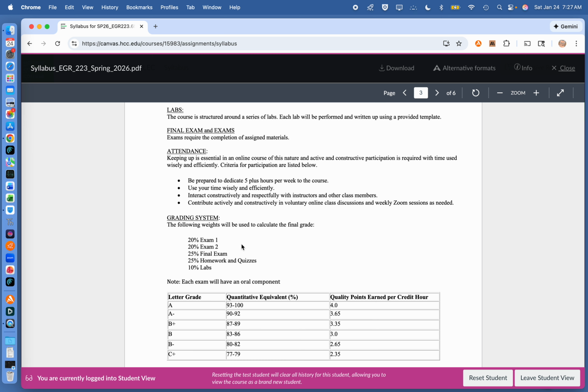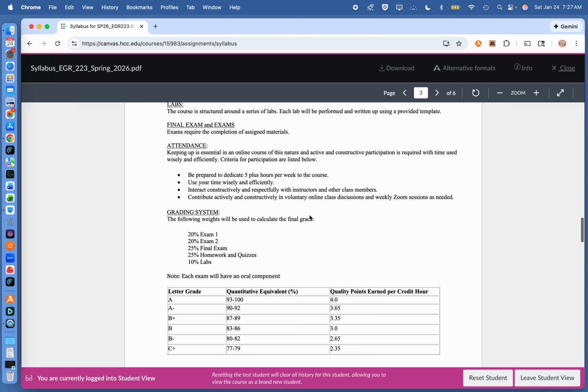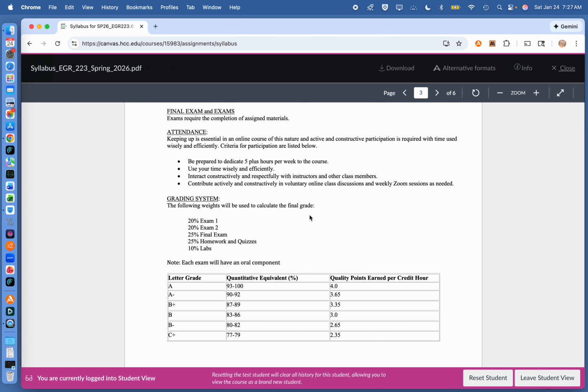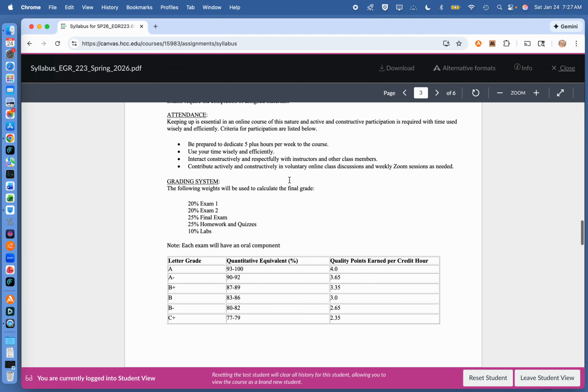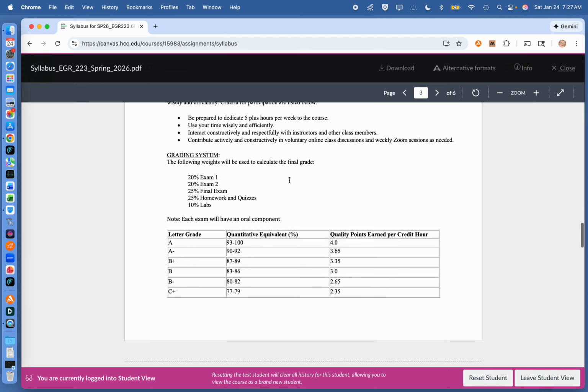Here's how your grade is broken down: 20% each for exam 1 and 2, 25% for the final exam. Homework and quizzes: like I said, right now I'm leaning towards not collecting homework, but I hate to do that because it's important for you to do the homework. But as I mentioned, it's pretty easy to do now with AI. So the quizzes are an important part. We'll try collecting some homework and see how that goes. Okay, 10% labs.